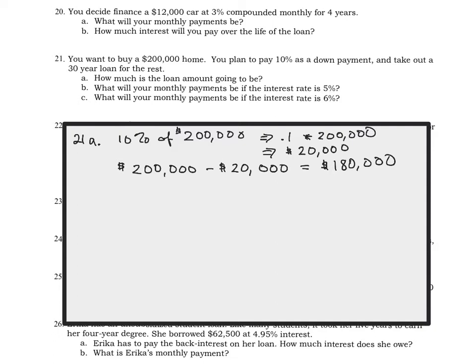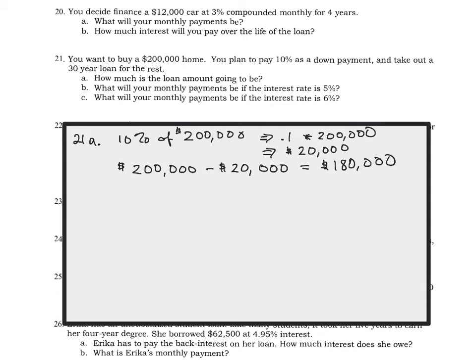Now, if the question was how much is the loan amount going to be? So another way you could look at this, that would be only one step, is if you are writing a check for 10% and you're borrowing the amount, that means that you're borrowing 90% of the $200,000. You will find 90% of $200,000 is $180,000. So that's another possibility.